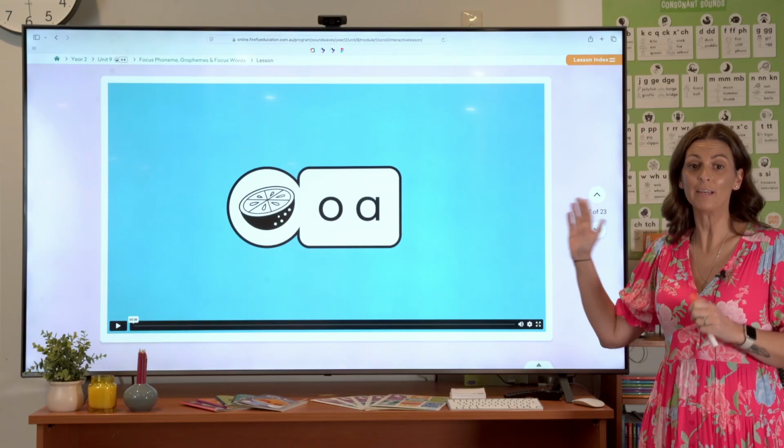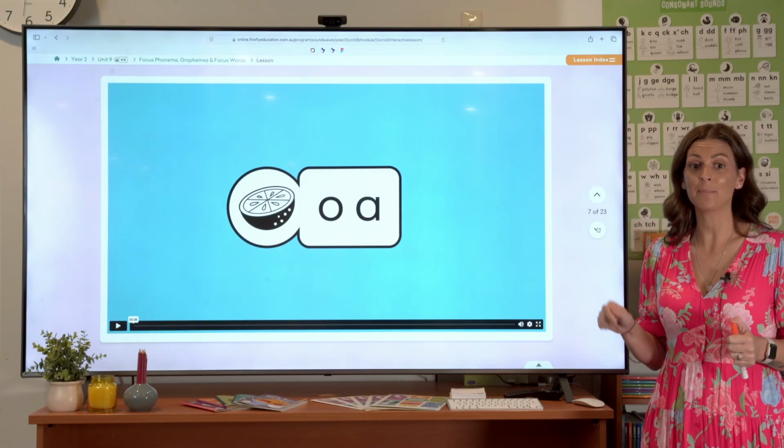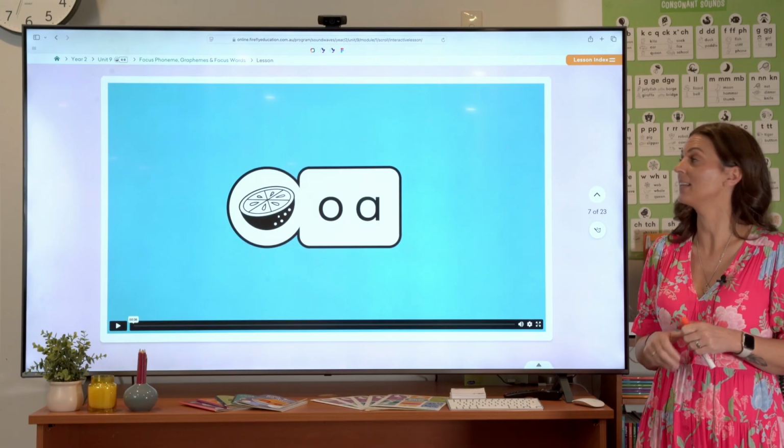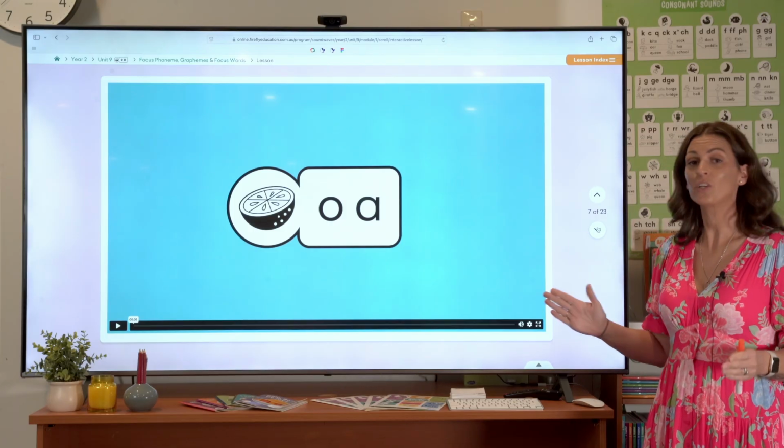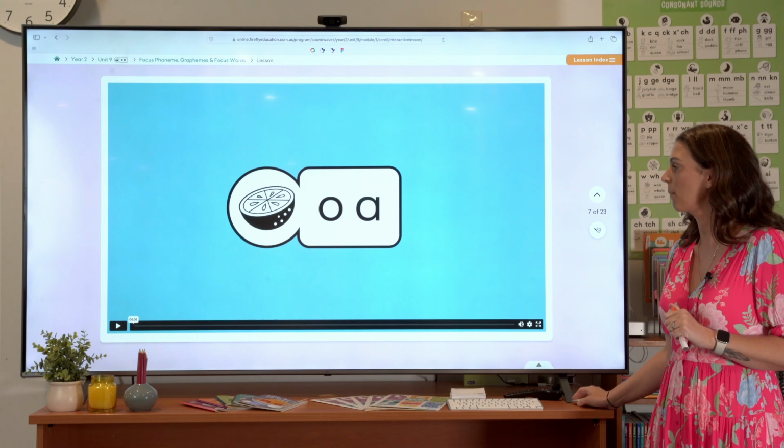We're going to keep moving on, and the next thing we're going to do is look at the grapheme choices, remembering that a grapheme is a letter or a combination of letters that we use to represent a phoneme, those sounds. So which letter or letters can we use to represent O?